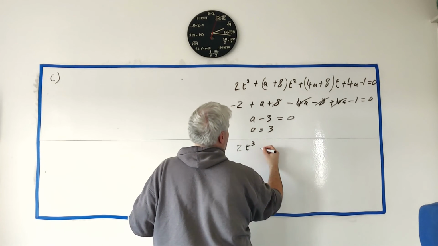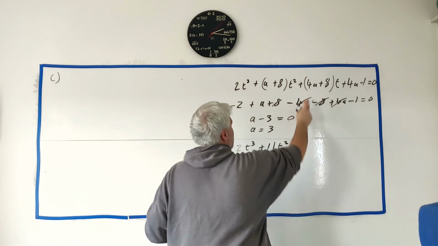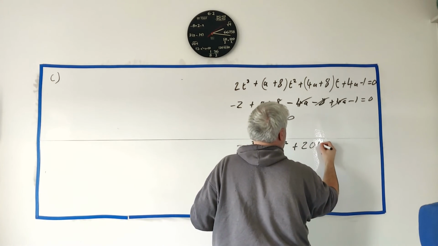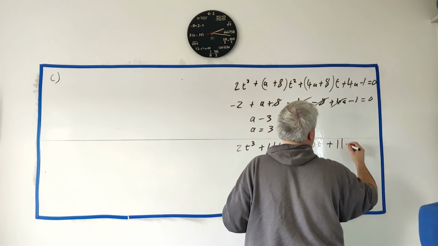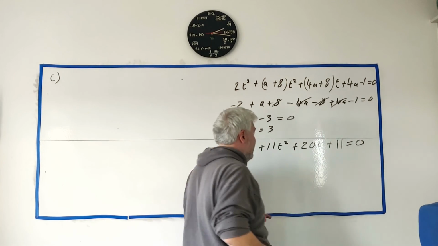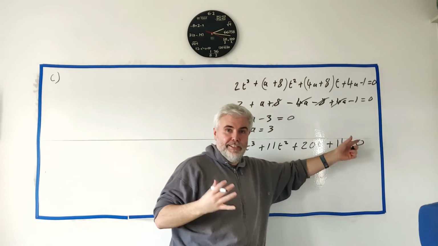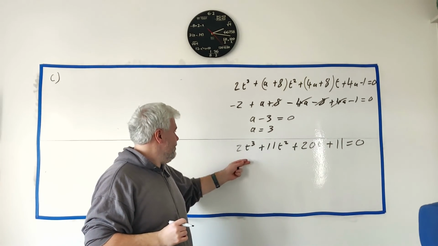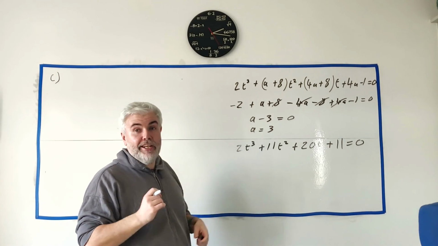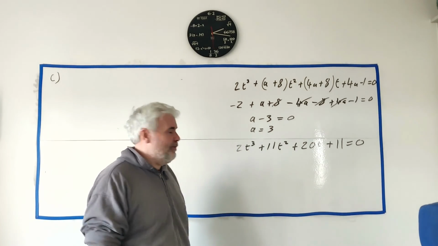2t cubed plus 11t squared plus 20t. 12 minus 1 plus 11 equals 0. This equation equals 0. This equation works when the gradient is 1. That's what this equation tells us. When the gradient's 1, this is the function that works.